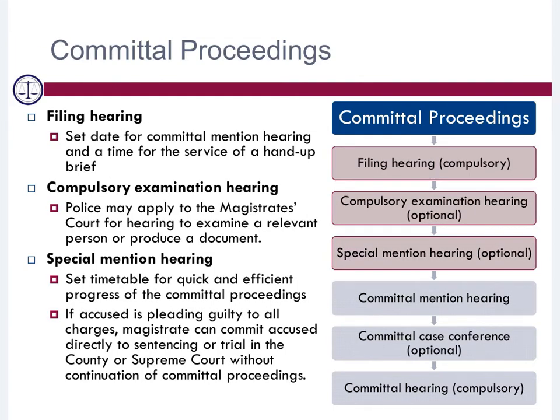The filing hearing is the first step in the committal proceedings. This is when you set a date for a committal mention and a time for the service of a hand-up brief. The second step is compulsory examination hearing. The police may apply to the magistrate's court for a hearing to examine a relevant person or to produce a document. The third step is the special mention hearing. This is when you set a timetable for quick and efficient progress of the committal proceedings. If the accused is pleading guilty to all charges, the magistrate can commit the accused directly to sentencing or trial in the county or Supreme Court without continuing any of the other committal proceedings.